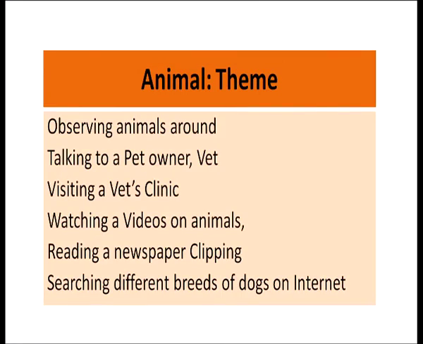Then watching videos on animals becomes a media resource. Reading a newspaper clipping on animals, on how we can take care of animals, so these two become media resources. Searching different breeds of dogs on the internet becomes a technological resource. So you can see that for any theme we can use different kinds of resources in EVS.